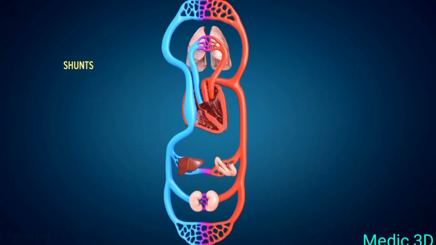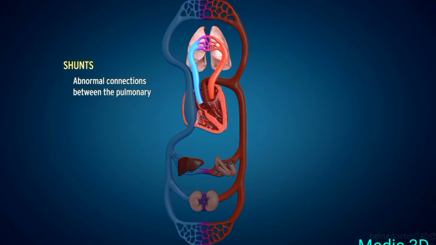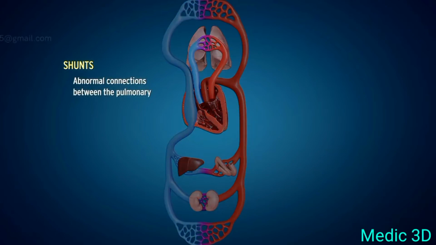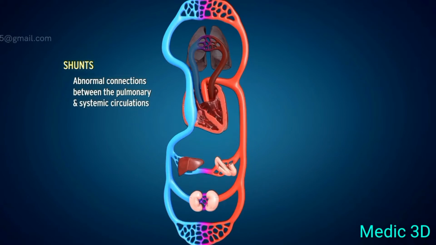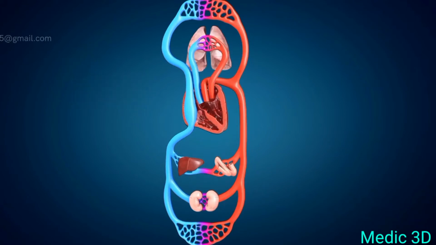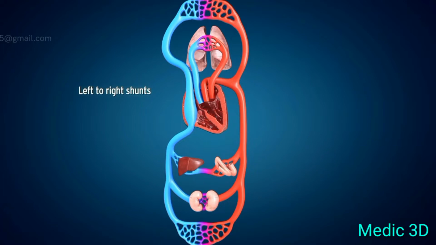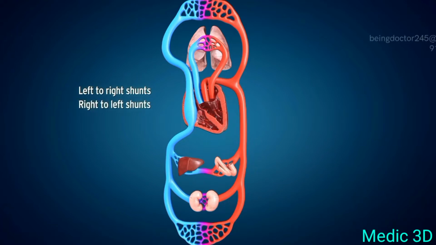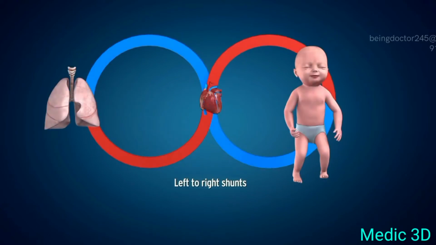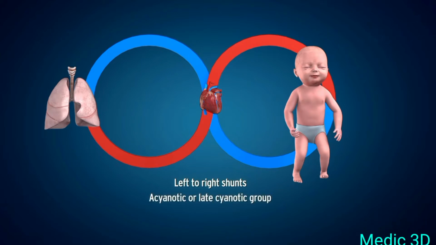Shunts. A cardiovascular shunt or cardiac shunt is an abnormal pattern of blood flow in the circulatory system due to abnormal connections between the pulmonary and systemic circulations. Shunts are classified into two groups: left to right shunts and right to left shunts. Left to right shunts. It is also known as acyanotic or late cyanotic group.